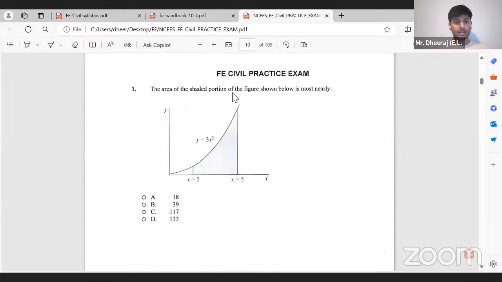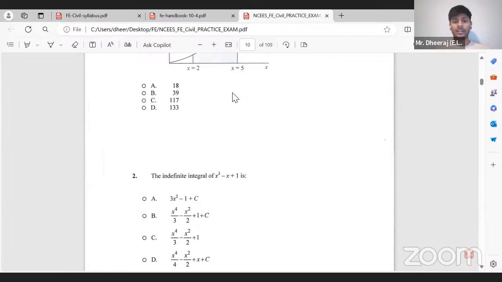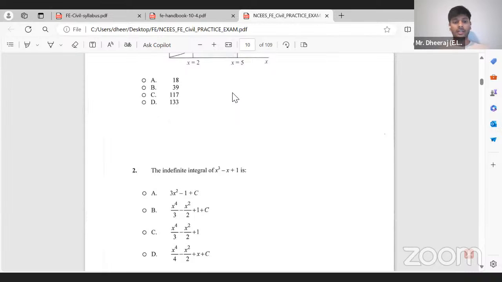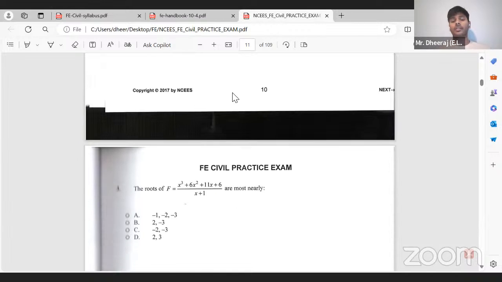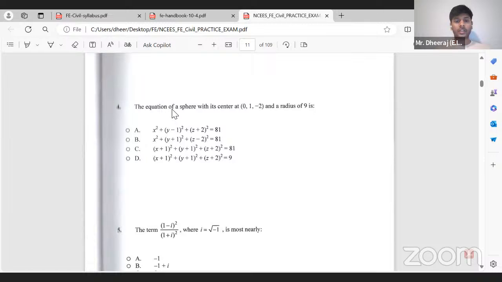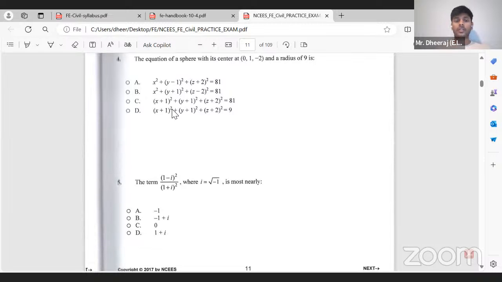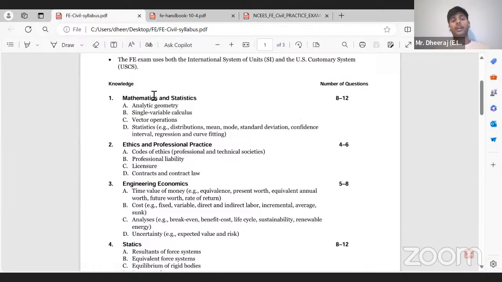Look at this one. They're asking to find the area of some shaded portion between so and so limits. We solved this in intermediate second year, in 12th class. Finding the integral, a definite integral, or an indefinite integral. The questions are very basic, for engineers especially. Equation of a sphere, or equation of a circle. So do not leave mathematics.